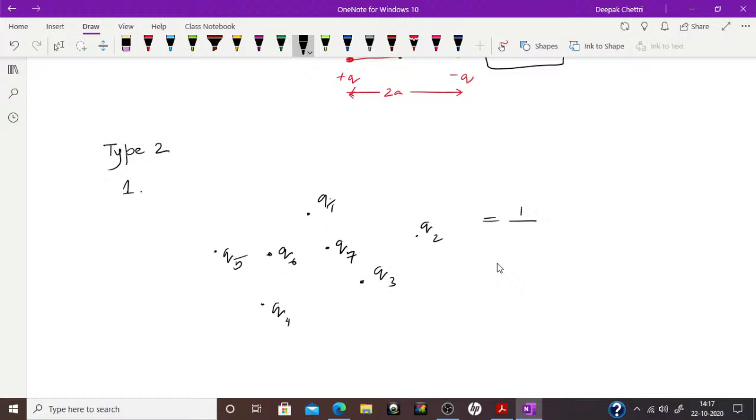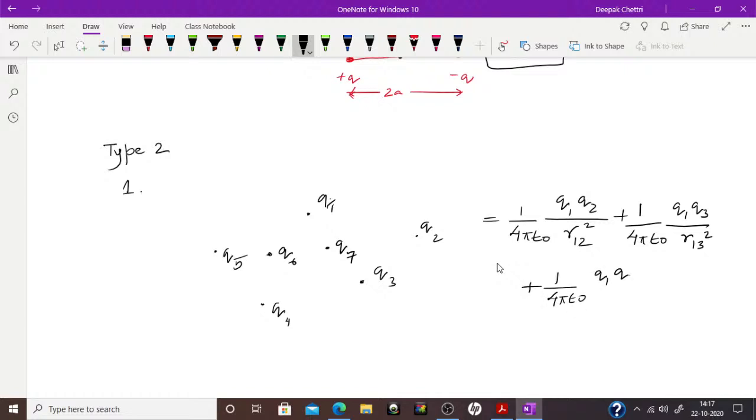Force on q1 will be 1 by 4 pi epsilon naught, q1 q2 by r12 square, again 1 by 4 pi epsilon naught, q1 q3 by r13 square, 1 by 4 pi epsilon naught, q1 q4 by r14 whole square, and so on. So this is the principle of superposition. It tells you that the force on a single charge will be the vector sum. In this case you have to look at the direction also. It's not like you'll just add.